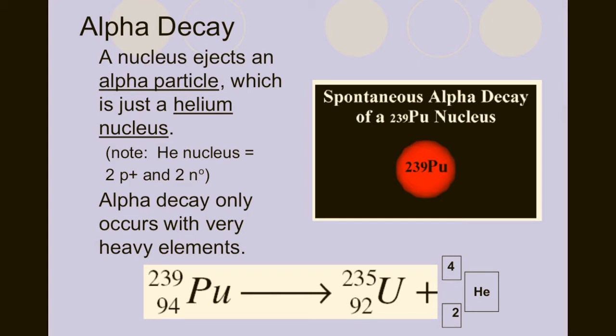So when the plutonium undergoes alpha decay, as we'll see with the helium on the right-hand side, the end result is that we now have uranium-235. The uranium, of course, 92 indicates that we're at uranium, and the 235 indicates the mass number, the amount of neutrons plus the amount of protons added together.